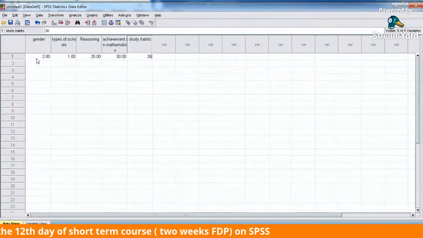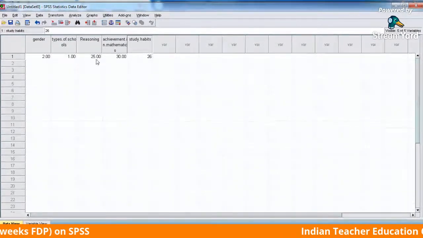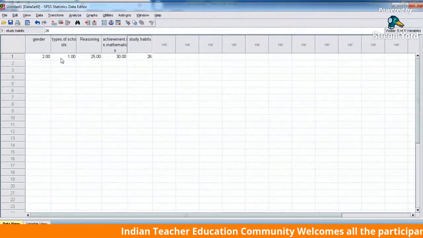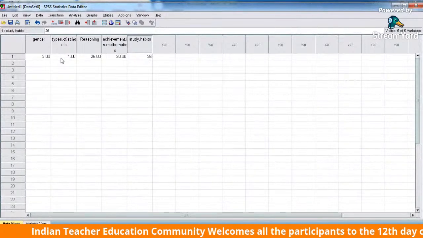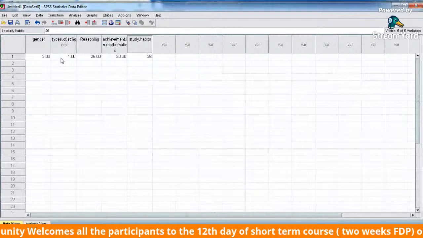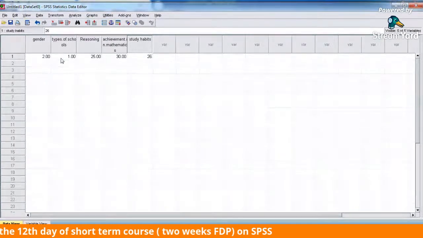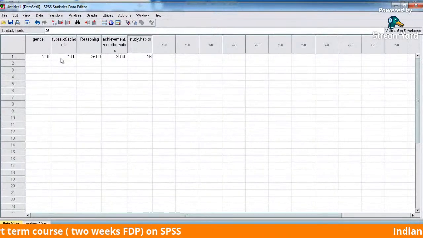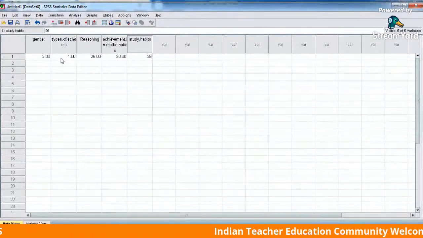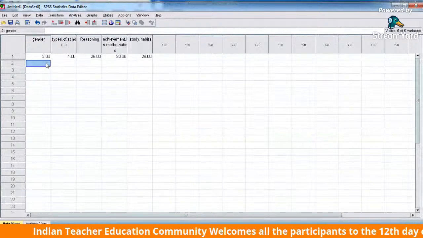My dear friend, I am once again telling you that all these are the data of the same person: the gender, studying in that particular school, his reasoning, his achievement, and his study habit. You cannot take somebody else's reasoning and somebody else's that. No, you can't do things like this. So this is important.